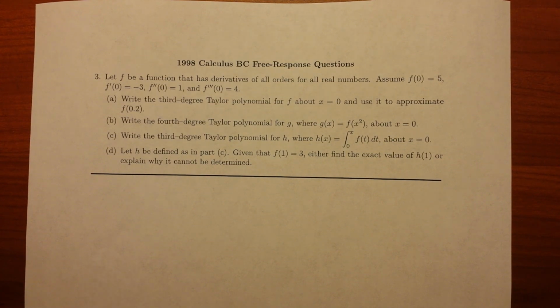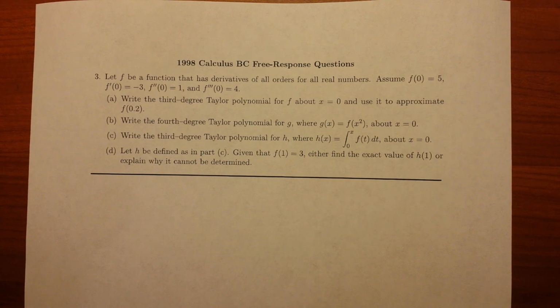So the problem reads, let f be a function that has derivatives of all orders for all real numbers. Assume that f of 0 equals 5, f prime of 0 equals negative 3, f double prime of 0 equals 1, and the third derivative at 0 equals 4. Now, part A asks us to write the third degree Taylor polynomial for f about x equals 0 and use it to approximate f of 0.2.